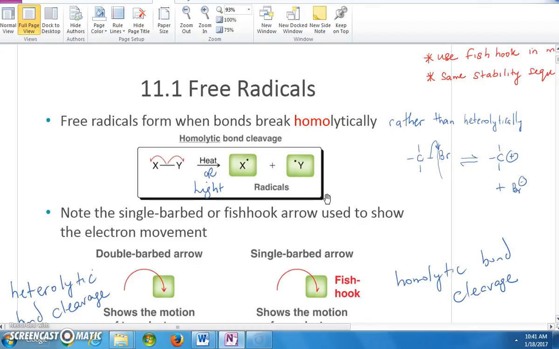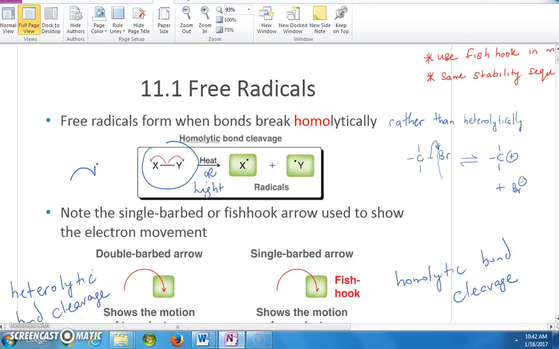As you can see here, we use fish hooks to signify a homolytic cleavage of the bond. As you can see here, the bond breaks homolytically. So we are using a fish hook. This is a fish hook. The fish hook signifies that each atom goes away with one electron.